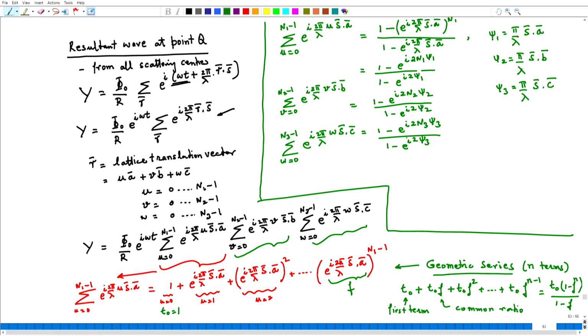So, we have essentially derived an expression for the wave at point Q, the resultant wave at point Q, by adding up all the scattering centers n1, n2, n3. And in the next lecture, we will work out what should be the intensity of that wave at point Q. Thank you.